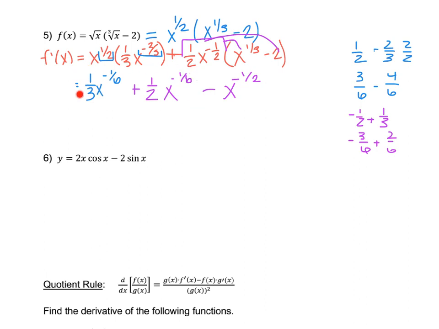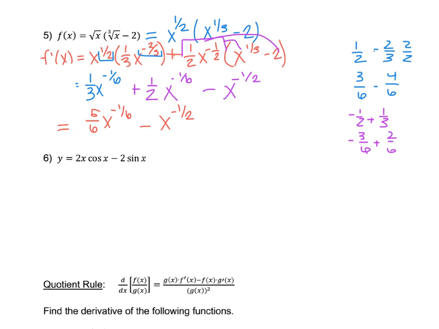So here we are again taking 1/3 plus 1/2, and we can combine that together. So 1/3 plus 1/2, that would be 2/6 plus 3/6. So that ends up being 5 over 6 x to the negative 1/6. And then this whole thing minus x to the negative 1/2. Okay, this is as simple as we can get in terms of distributing and combining like terms.